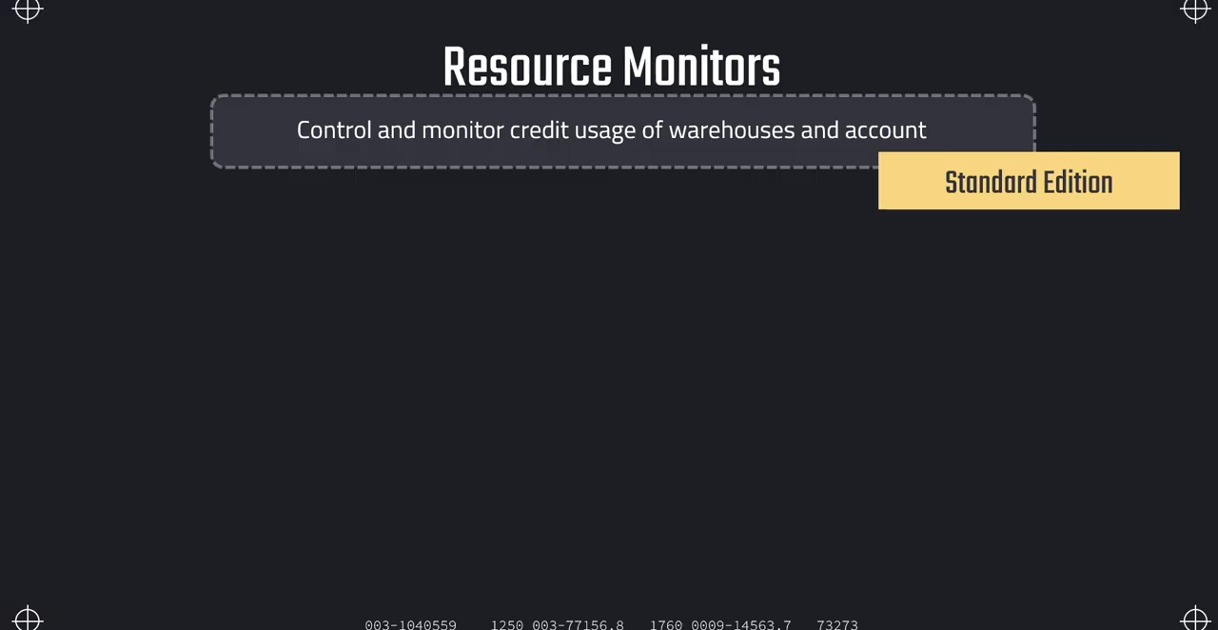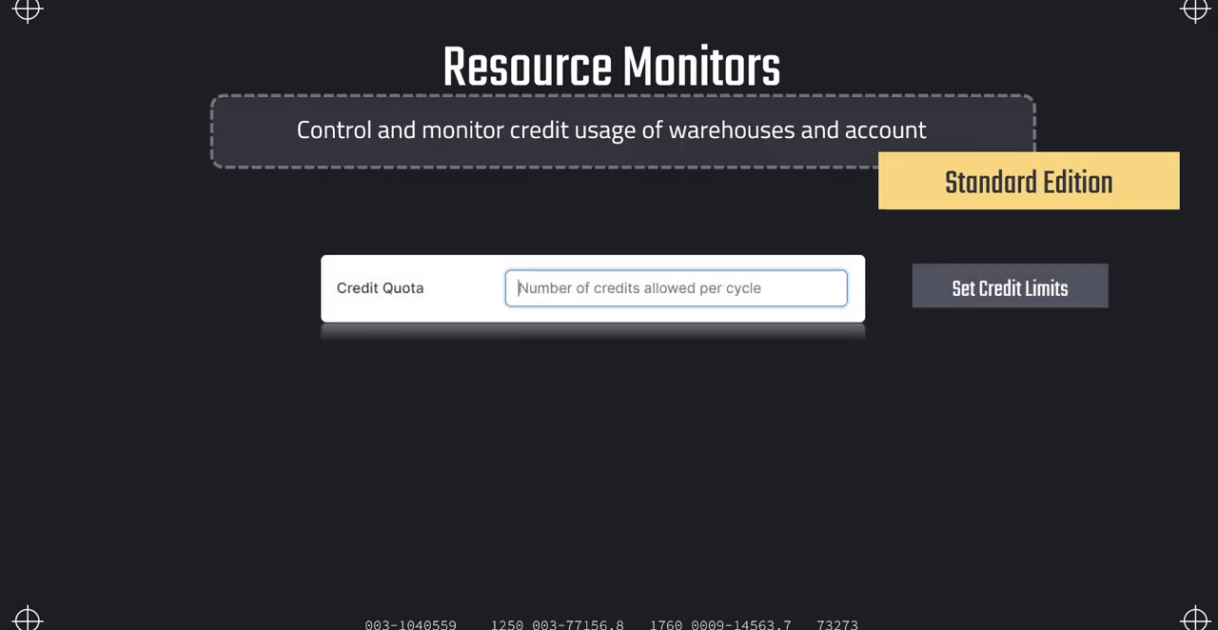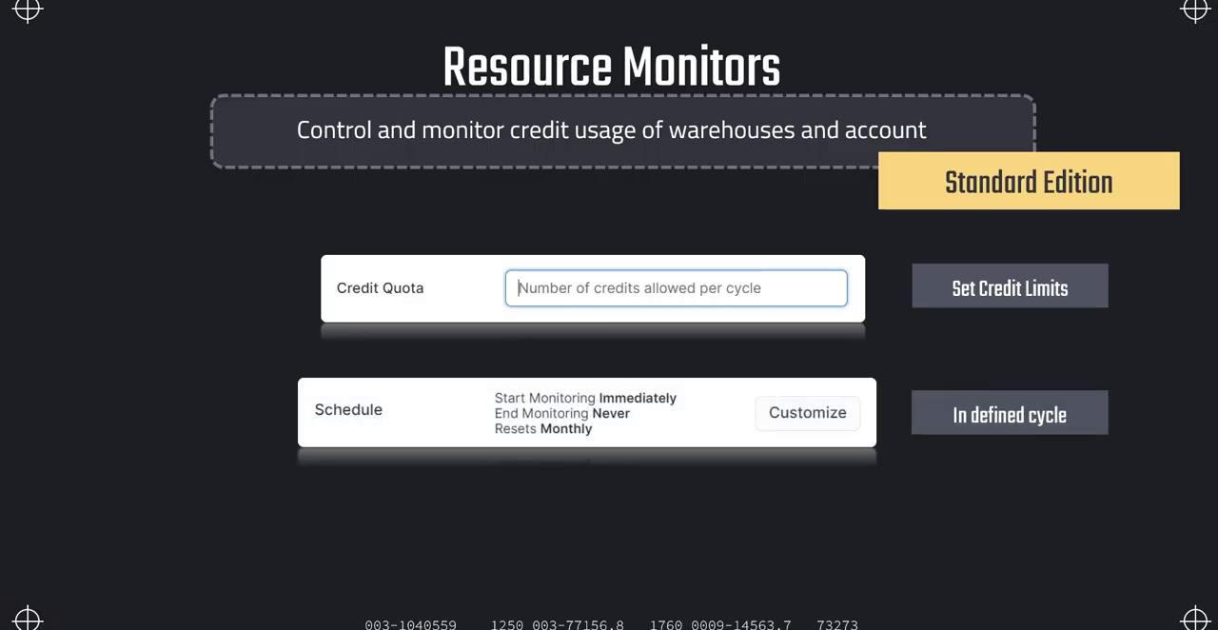And in these resource monitors, we can set a so-called credit quota. This is like a limit that we can set in a defined cycle. So for example, every month we have a limit that is just reset every month. We can of course also customize this schedule, but the default is that this resets every month.